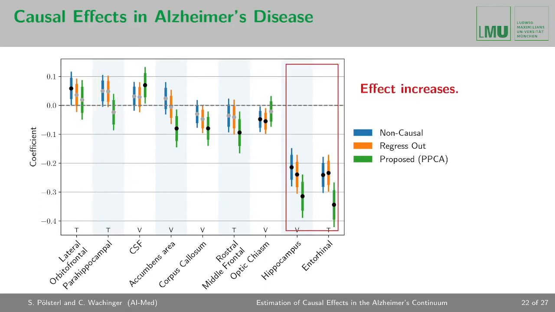Finally, I want to show the 2 most important causes of cognitive decline. It is not surprising that those are hippocampus volume and entorhinal thickness. It is reassuring that all models agree on this. But the non-causal models seem to have underestimated the strength of those causes on cognition quite a bit. Overall, our results demonstrate that by ignoring unobserved confounding, we can end up with misleading conclusions, like in the case of parahippocampal thickness or accumbens.